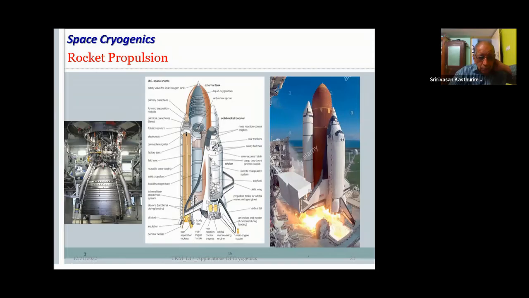Okay, so what you see here is the engine. The space propulsion, rocket propulsion engine, this one. This is the one which will give you a thrust for the rocket to go upwards, right? So what does it contain?